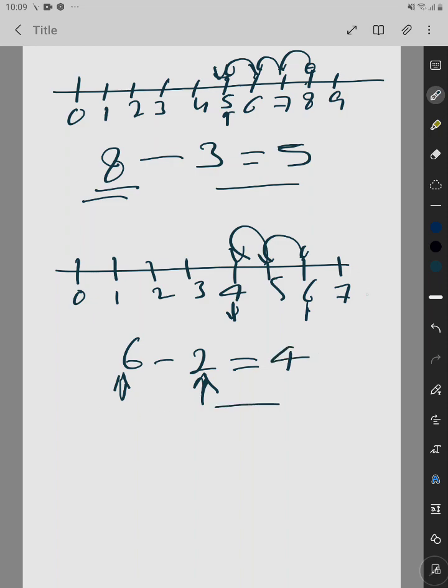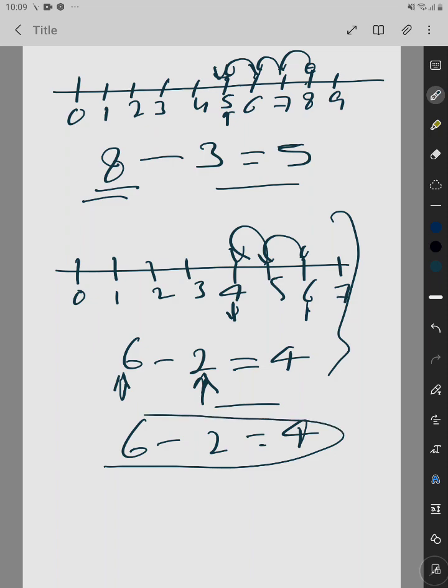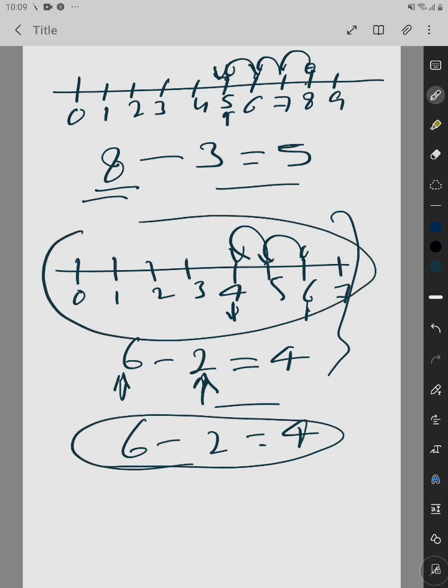You need to solve like this only. You cannot simply write 6 minus 2 equal to 4. You need to write the answer at the bottom, but you need to denote it on the number line also, otherwise your answer will be marked wrong.